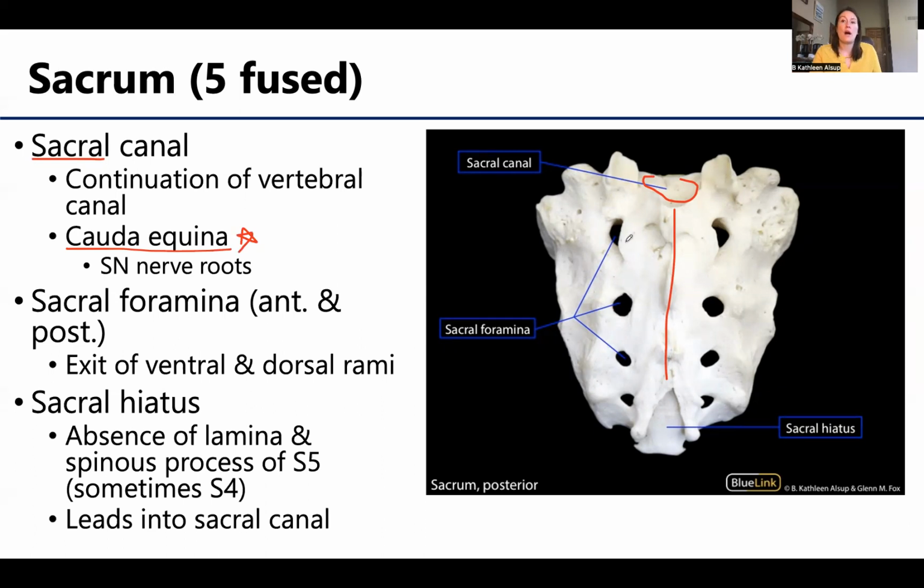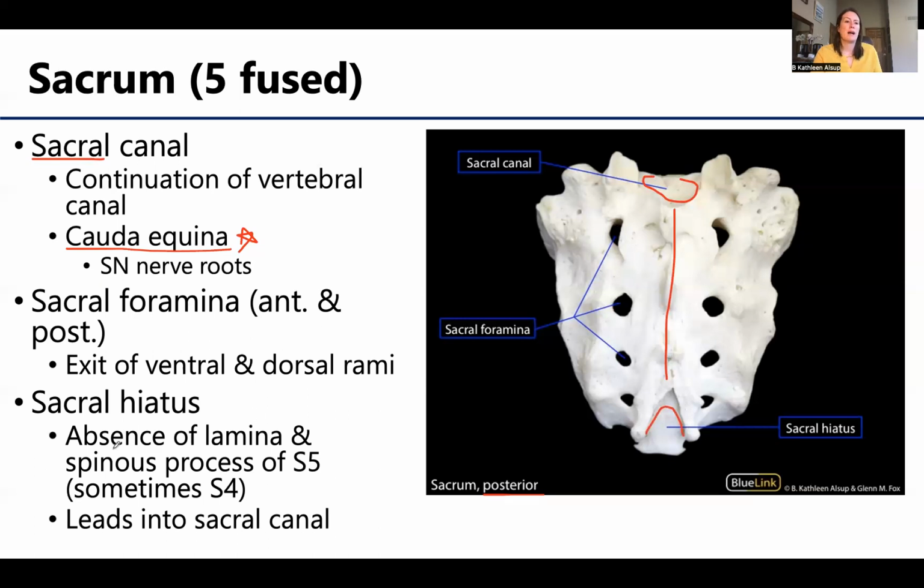Very prominent on the sacrum, you will have sacral foramina. You'll have both anterior, which you can't see in this view because we're looking at a posterior view, and posterior, which is what you're seeing here. And this will allow the exit of those ventral and dorsal primary rami of spinal nerves, specifically sacral spinal nerves, as you might guess. And then one other prominent thing here, if you're looking at a posterior view, is this region referred to as the sacral hiatus.